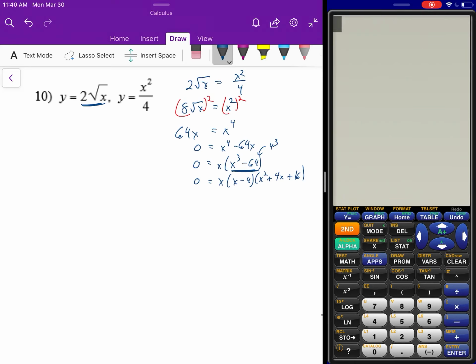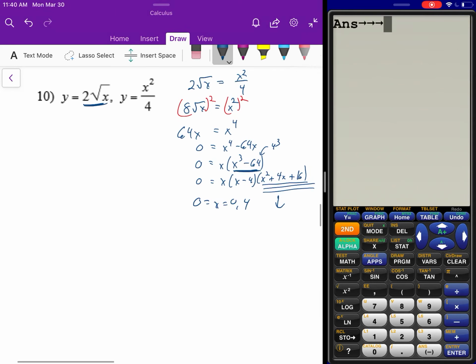This won't give us any real numbers, so this is not what we need to be concerned with. Well, we still could do the quadratic formula to find that. So we know x equals 0 and x equals 4. We can use the quadratic formula for this part.